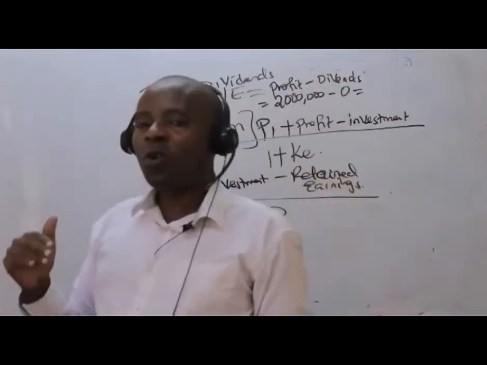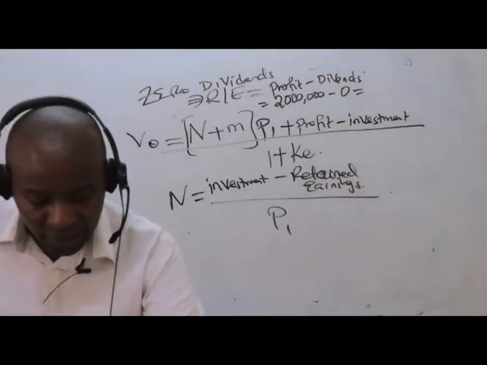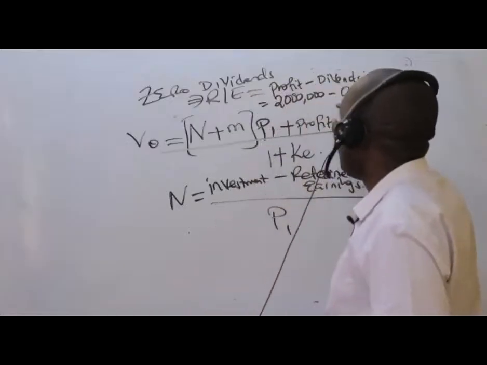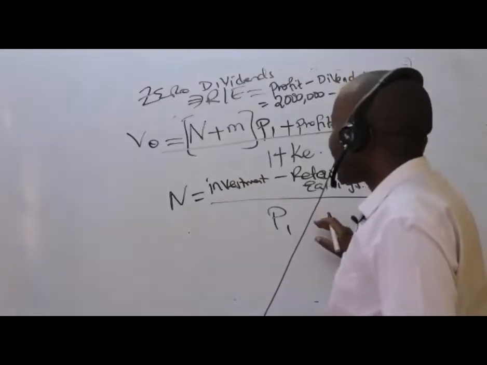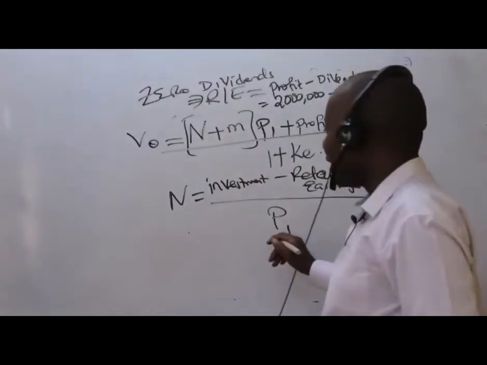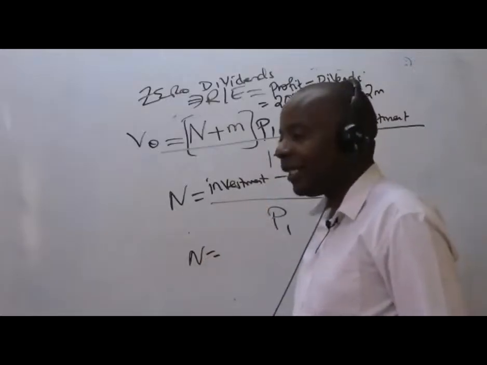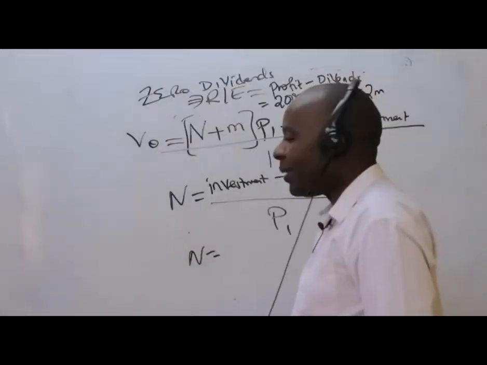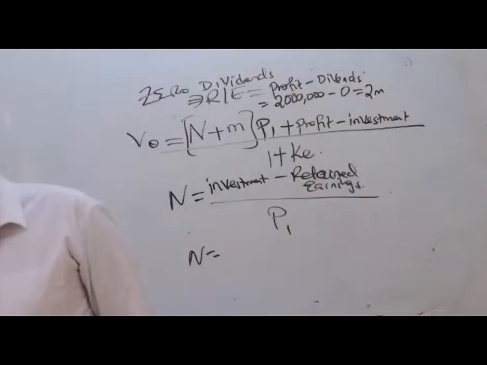If it's a zero dividends policy, then at the end of the day, the profit is 2 million. Dividends are zero. So in this case, the retained earnings will be 2 million. So please come back here. The new shares will be equal to the investment. What is the investment amount? Are you able to see some investments in this question?